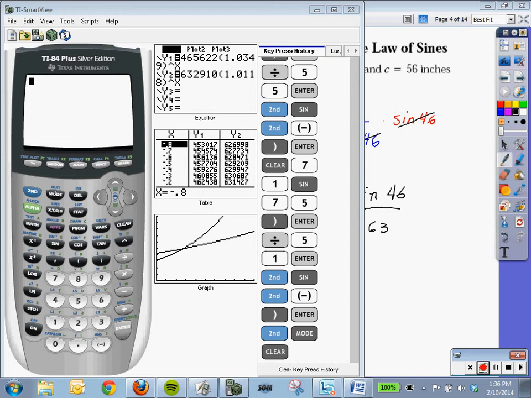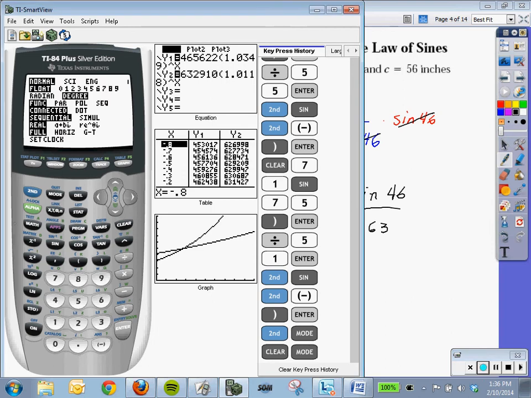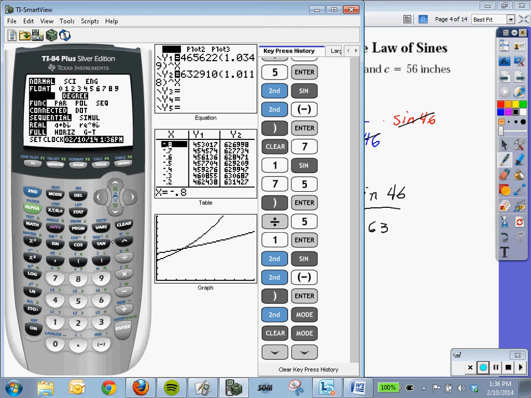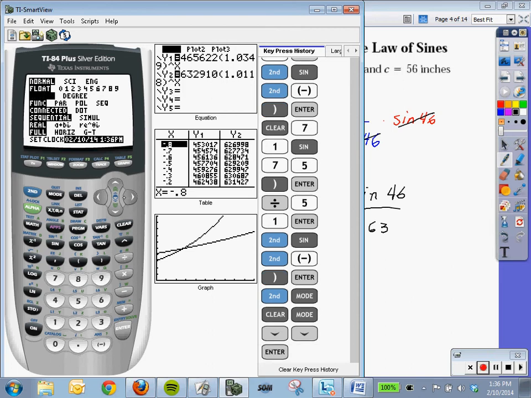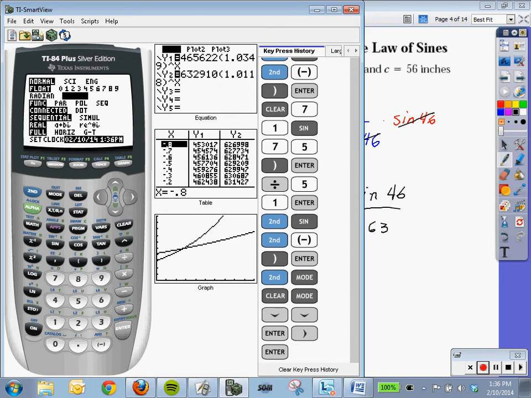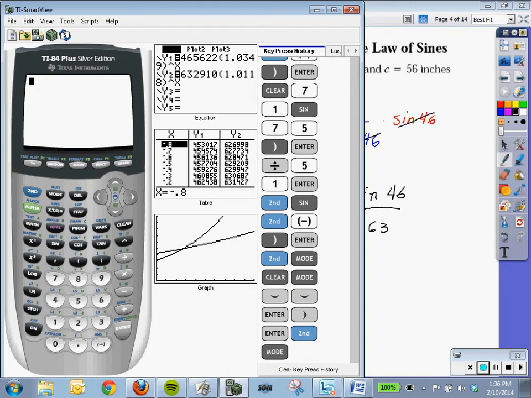So go to the mode button, which is right next to second. Click on it. And right now you can see that my degree is highlighted, which means that I am already in degree mode. Now, if I were in radian mode, it would look like that, and I would have to go over to degree and hit enter, and that would put it in degree mode. So now that I'm in degree mode, I want to go back to my blank screen. To go to the blank screen, I hit second, and we'll see the upward arrow sign to tell us that we're in the second button, and mode, which will quit and take us to the blank screen.